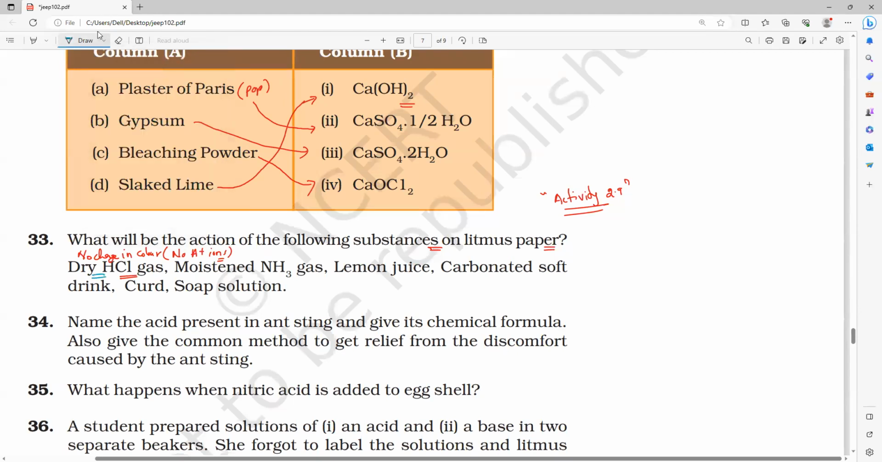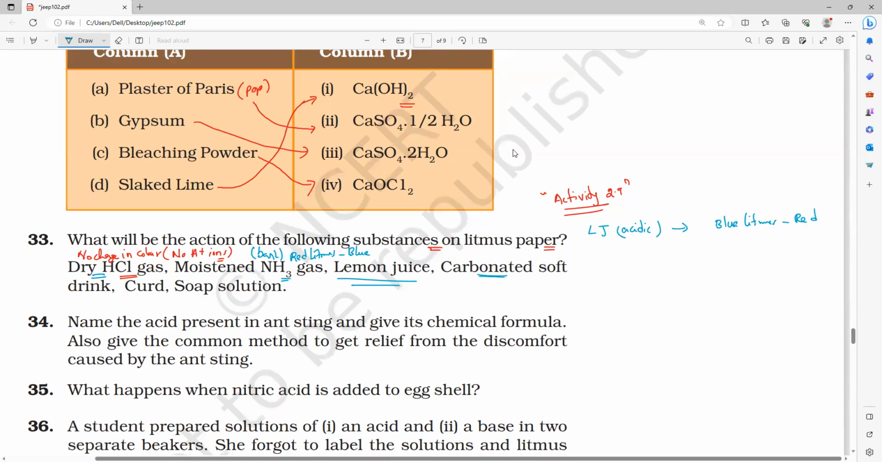Next, moist ammonia gas. Ammonia is basic in nature, so it will convert red litmus to blue. Okay, are you able to do it? Be careful. Next, lemon juice. What is the nature of lemon juice? Acidic. Lemon juice is acidic in nature, so it will convert blue litmus to red.